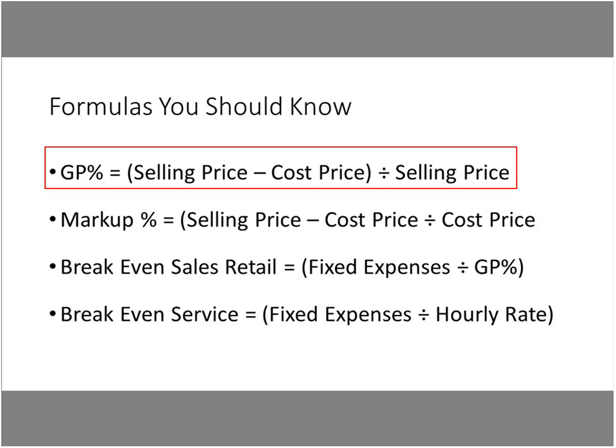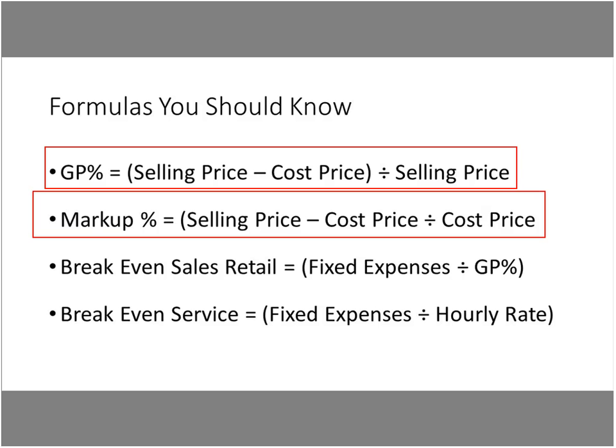The other formula that some of you have always been used to working with, which I do not like, is the markup percentage, and that's the formula for markup percentage. That's your selling price minus your cost price, divided by your cost price. You'll see the difference: for gross profit you're dividing by your selling price, here you're dividing by your cost price. So you can see the difference between markup and gross profit.